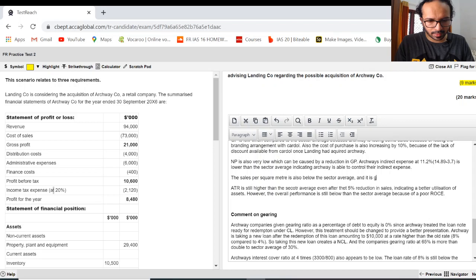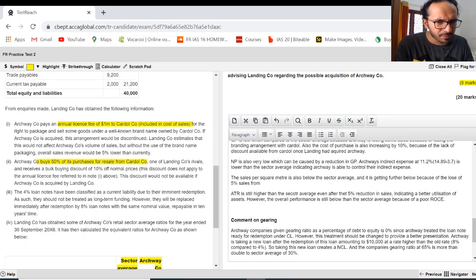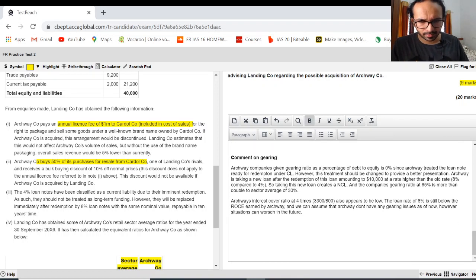And it is getting further below because of the loss of 5% sales from the, what arrangement was that? Sales from the branding arrangement. So we comment about the gearing and we comment about the performance, right? Now finally we should give conclusion and advice.